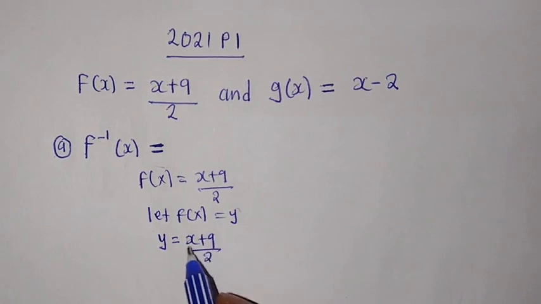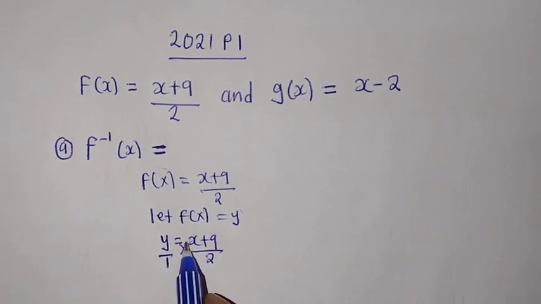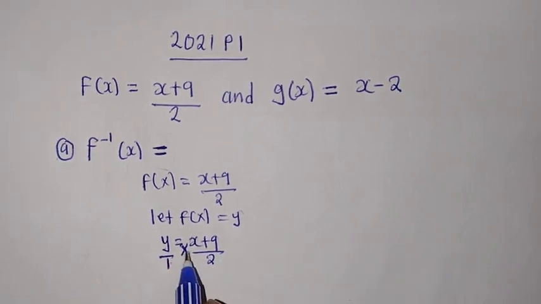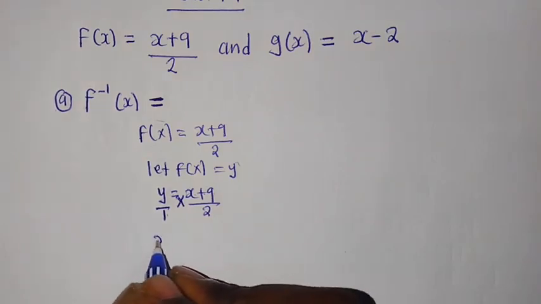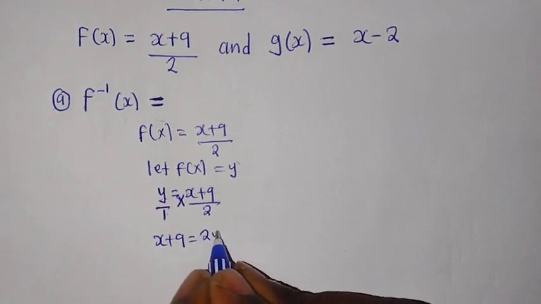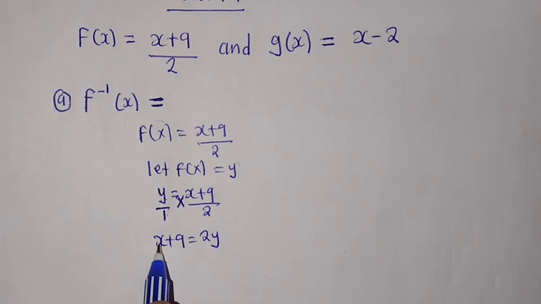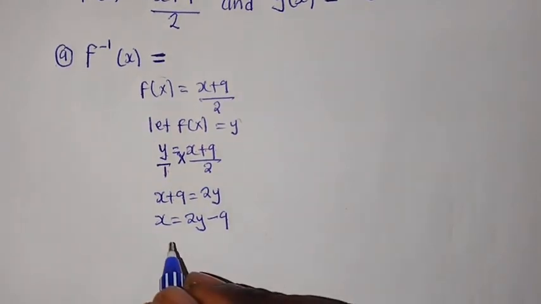On the right hand side, you have a fraction, and on the left it is not a fraction. We can divide by 1 and cross multiply. So 1 times (x + 9) gives x + 9 equals y times 2, which is 2y. I want to make x the subject of the formula, so this 9 will go to where 2y is. We have x = 2y - 9. The 9 here was positive, and it has become negative.